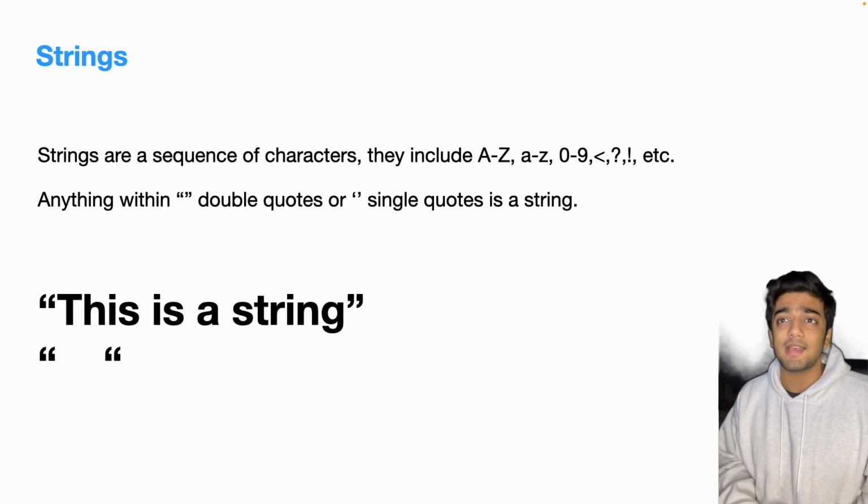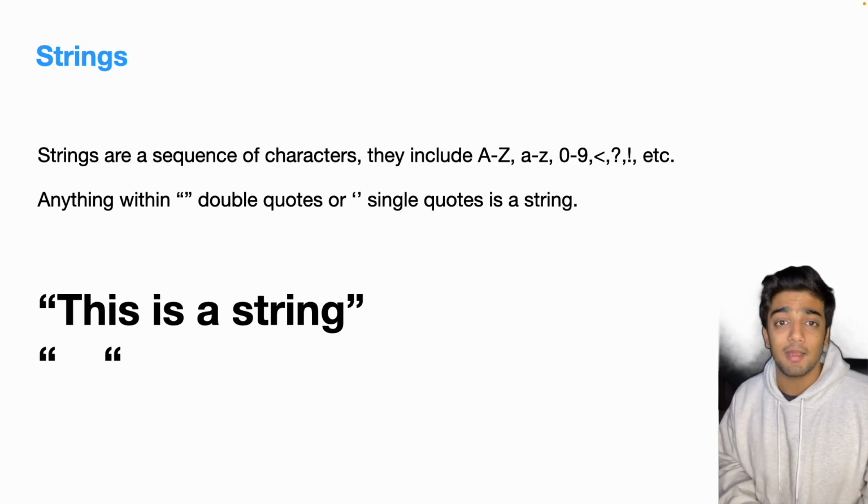As you see in the examples, the words "this is a string" are written within double quotes. This directly tells us that those words belong to the string data type because they're written within double quotes. The next one is just a space within double quotes, and since it is within double quotes, it belongs to the string data type. It's pretty simple.